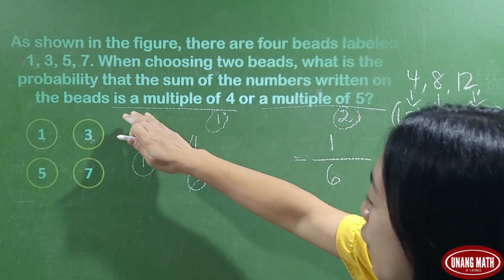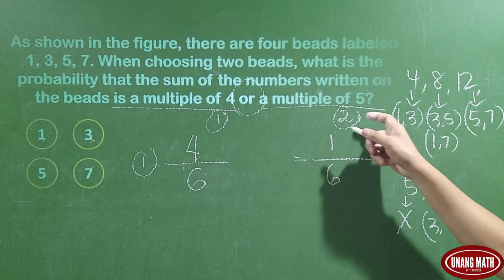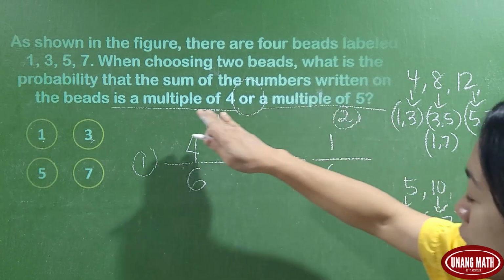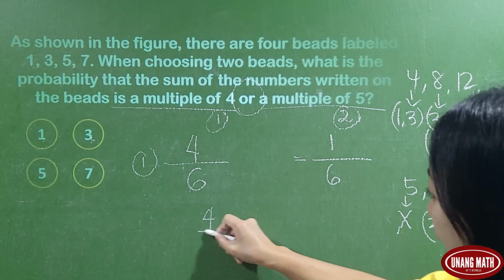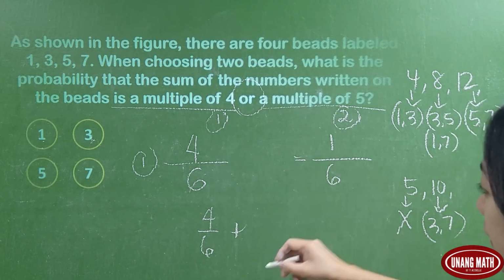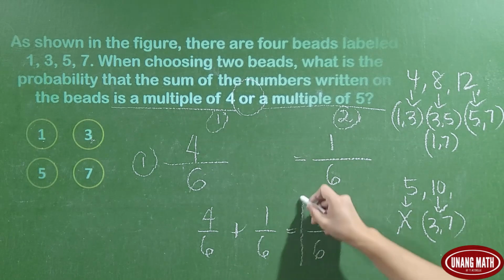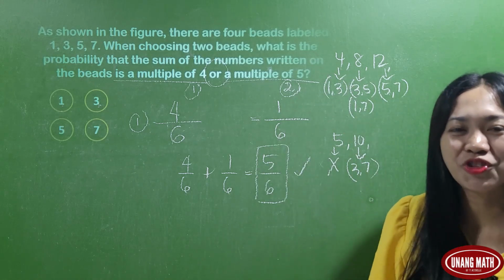We are looking for the probability that the sum of the numbers written on the beads is a multiple of 4 or a multiple of 5. So we just have to add these probabilities together. And this is now equal to 5 over 6. So this is the probability for this problem.